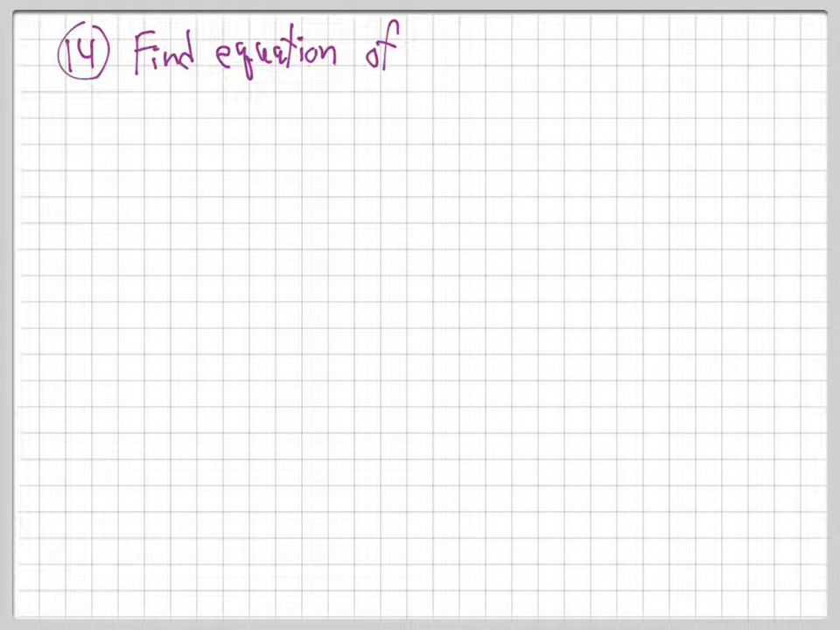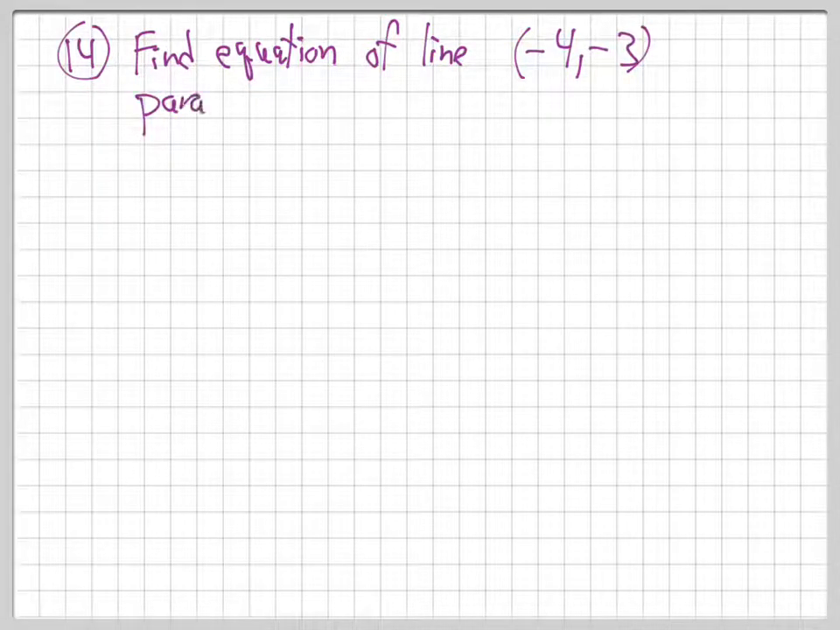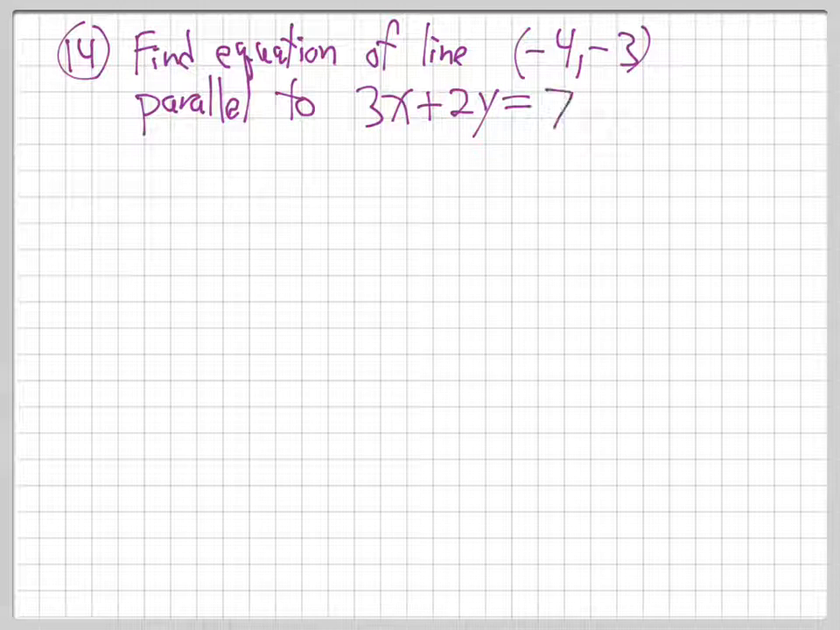So let's say it goes, find the equation. So I'm going to make 14 harder so it's more like 16, because I'm not sure we're going to have time for all of them. Find the equation of the line. It's going through the point, I'll just use the same point they did, minus 4, minus 3, parallel to, and let me go this way, 3x plus 2y is 7 or whatever. Yeah, good, I like that one.